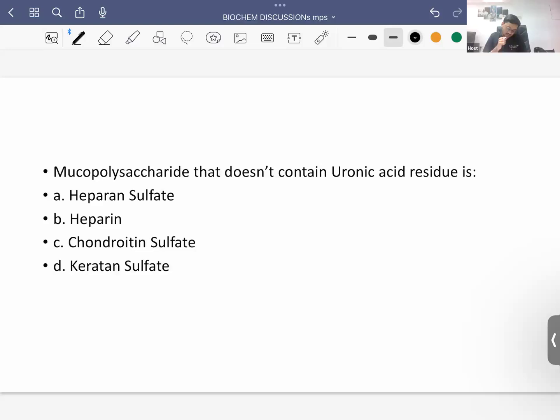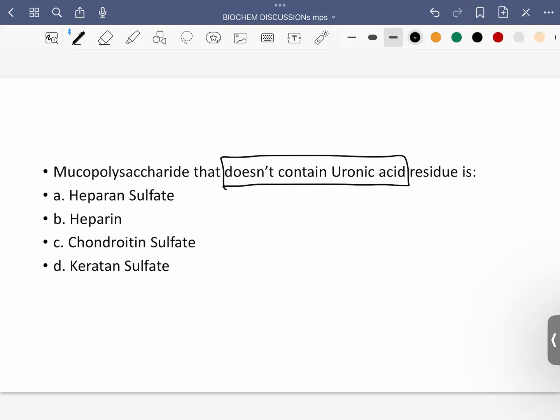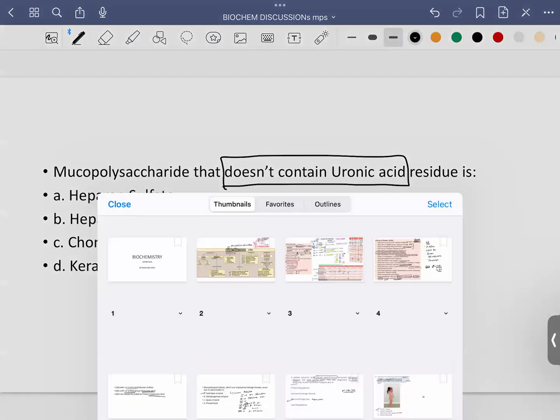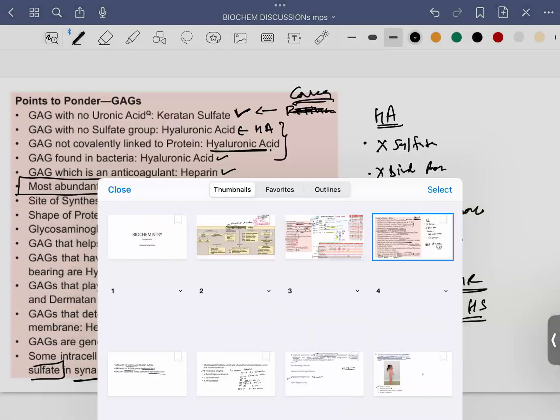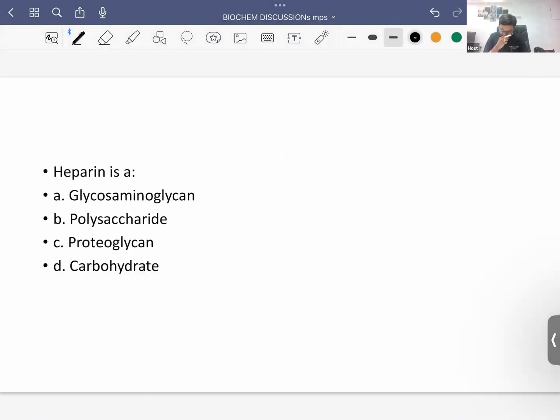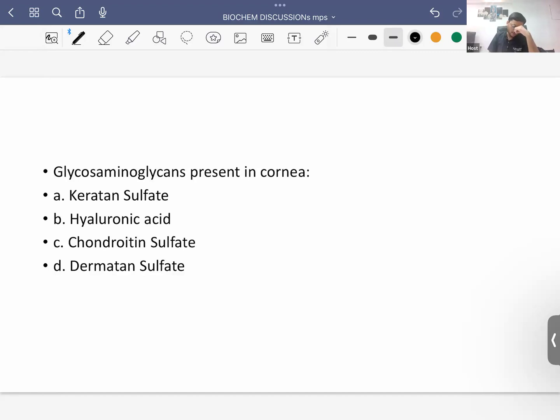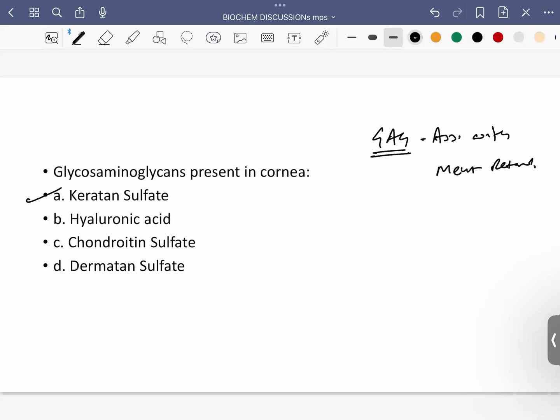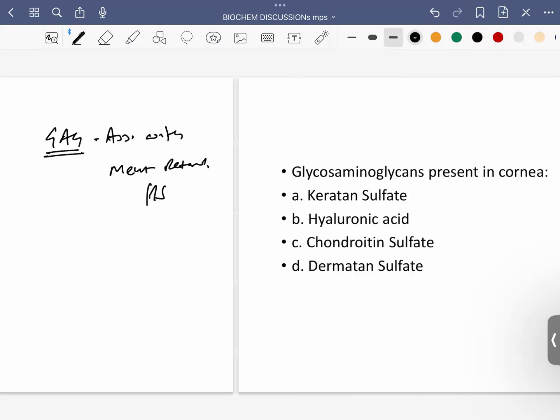Okay. The mucopolysaccharide that doesn't contain uronic acid? Keratan sulfate, right? We just now saw here that the GAG with no uronic acid is keratan sulfate. Heparin is an example of? Glycosaminoglycan. The glycosaminoglycan present in the cornea is? Keratan sulfate. The GAG associated with mental retardation is? Heparan sulfate. Okay.